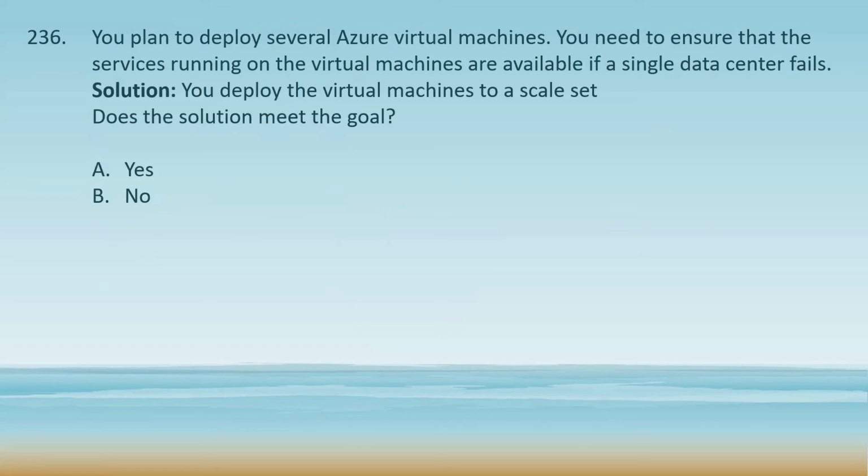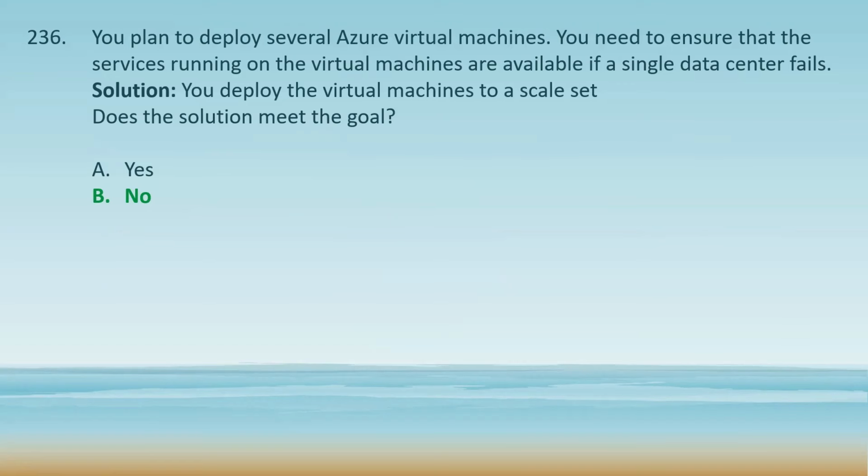You plan to deploy several Azure virtual machines. You need to ensure that the services running on the virtual machines are available if a single data center fails. The solution you recommend is you deploy the virtual machines to a scale set. Does the solution meet the goal? You need to choose between yes or no. Virtual machine scale sets do provide you high availability and fault tolerance. However, the solution does not specify that a scale set is configured to use multiple availability zones. That's why this is an incorrect solution.